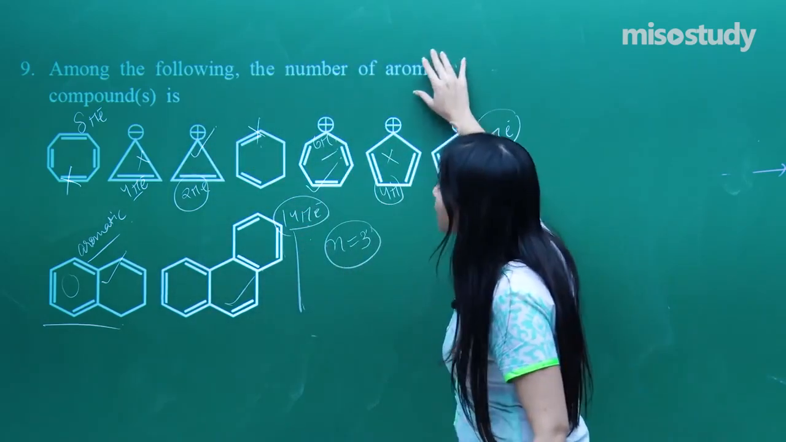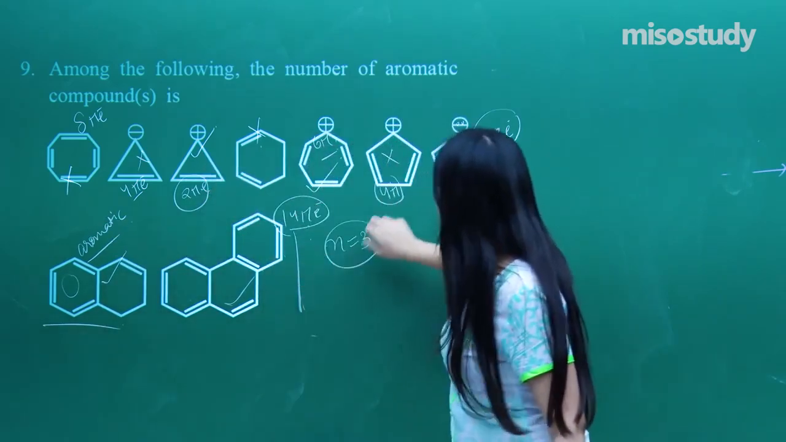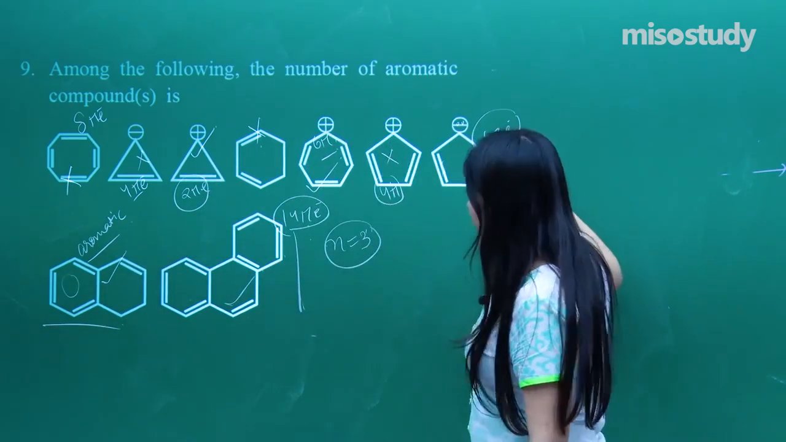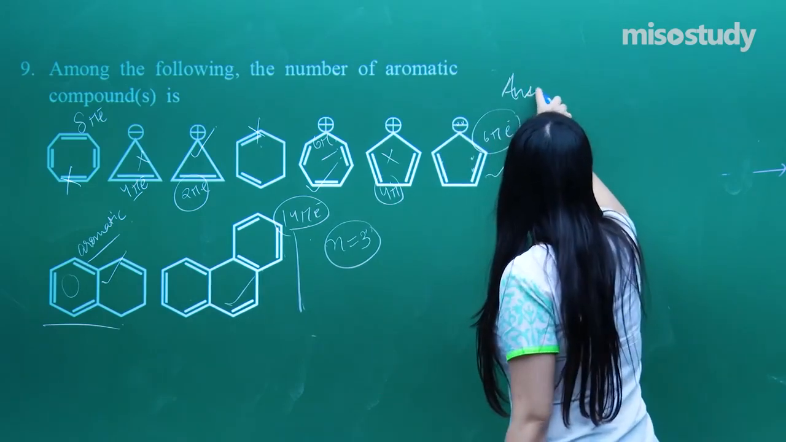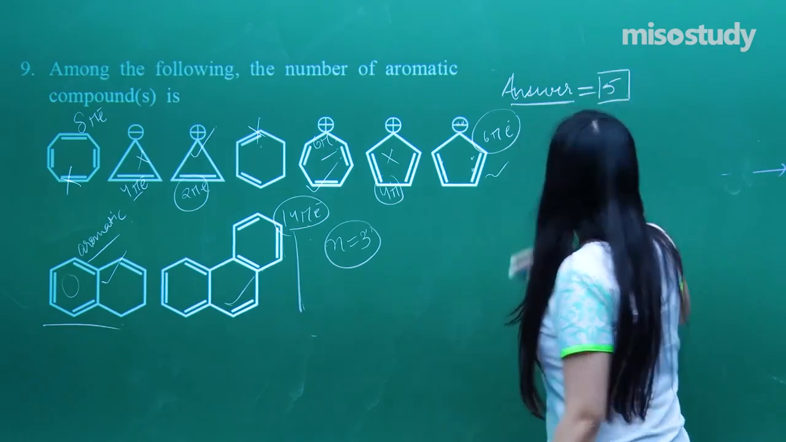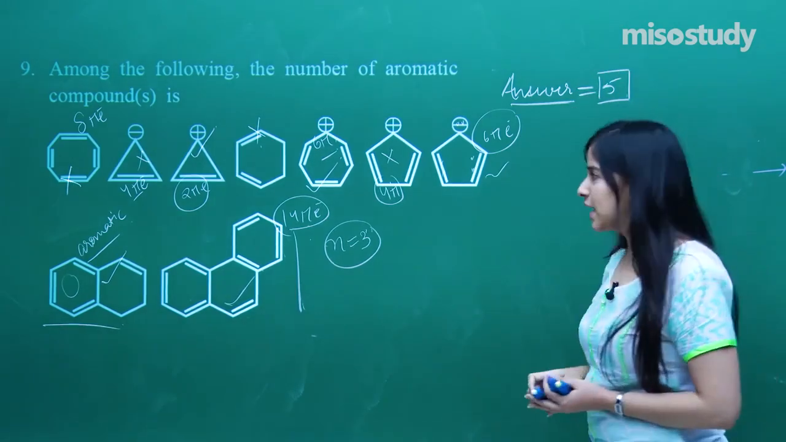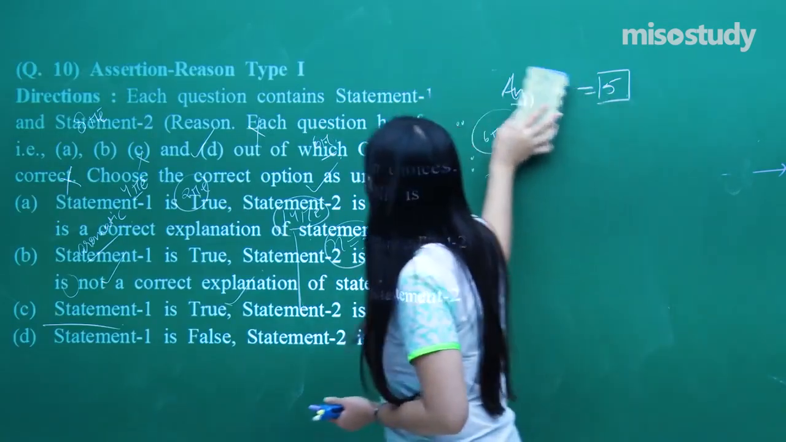So how many options do we have here? As per the question, the number of aromatic compounds I need to find out. So I have got 1, 2, 3, 4 and 5. So the answer here in the integer type is number 5. I hope everybody has got the answer right. Let's just move on to the next question. That is the last question that we have.